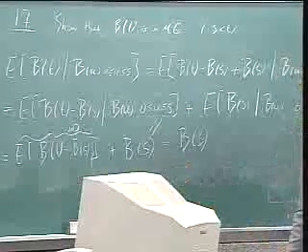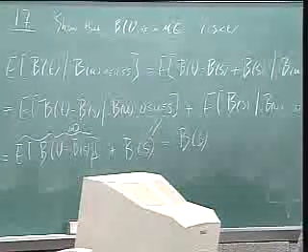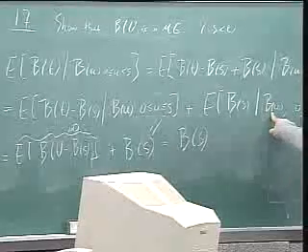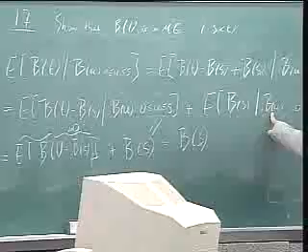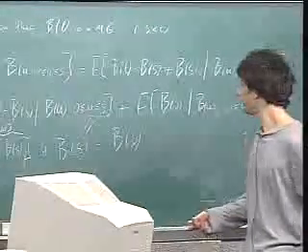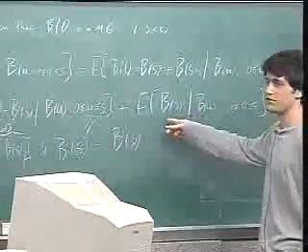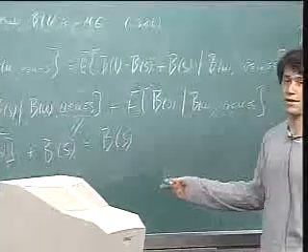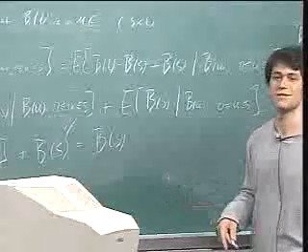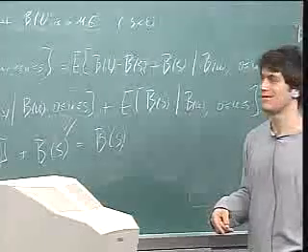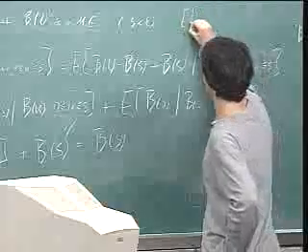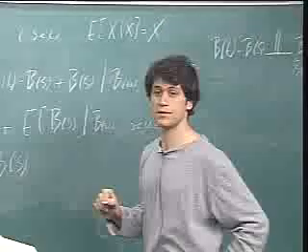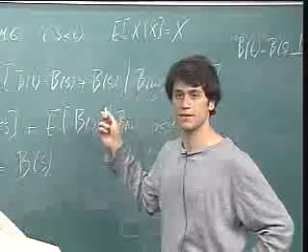In this case, would the expectation of B(s) be 0? No, because we're conditioning on information which contains what the value of B(s) is. This is like saying the expected value of X given X. Well, that is just X. It's not the expectation of X. The expected value of X given X is just X. It's random. It's not the expectation.